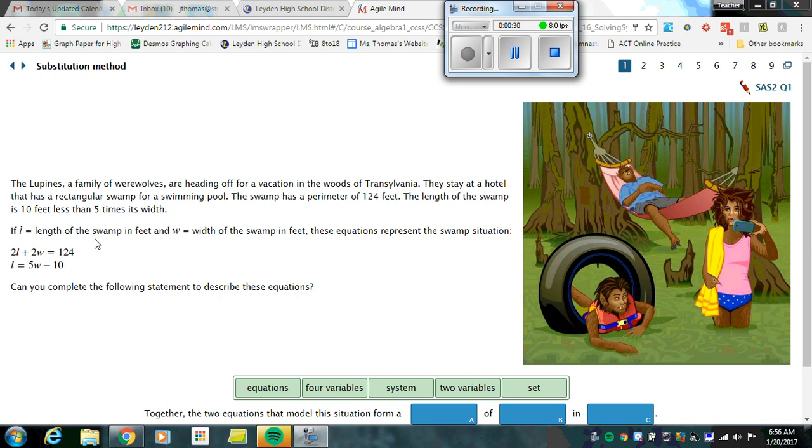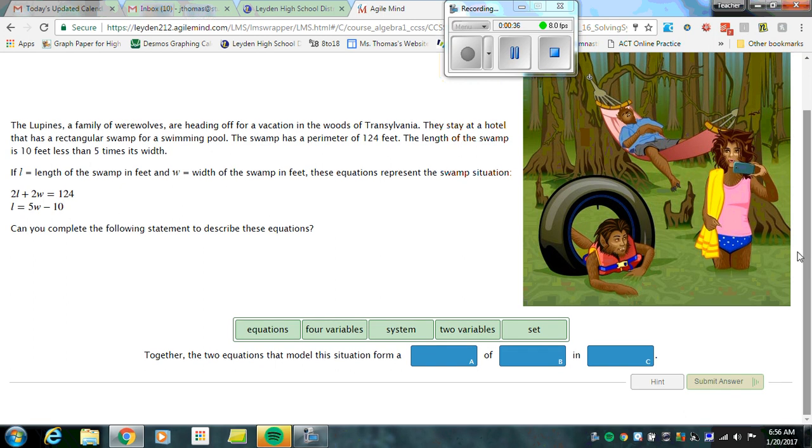L stands for the length of the swamp in feet, and W stands for the width of the swamp in feet. So we come up with these two equations: 2L plus 2W equals 124, and L equals 5W minus 10. Together, the two equations that model this situation form a system of equations in two variables.